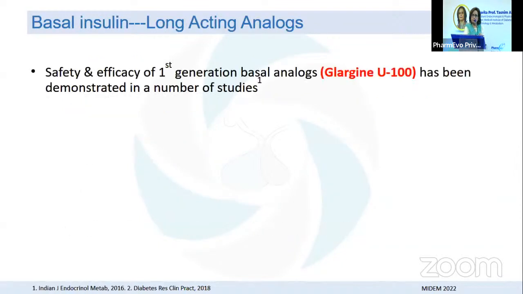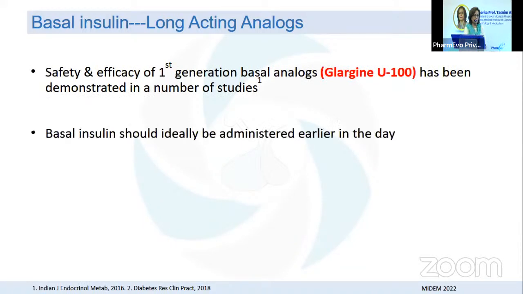Safety and efficacy of the first generation analog basal, that is Glargine U100, has been proven in a number of studies; it should be administered earlier in the day. So, if you don't take it with iftar, then at least take it with your evening snack or before you go to bed. Decrease pre-Ramzan basal dose by 20%. So we keep saying this again and again, reduce your basal dose. And for the second generation analogs, U300 and Degludec, we do not have randomized controlled evidence.